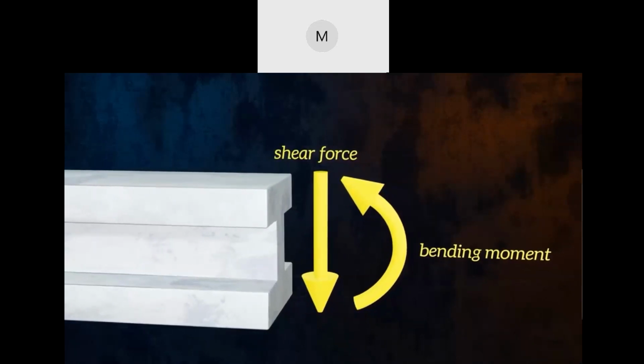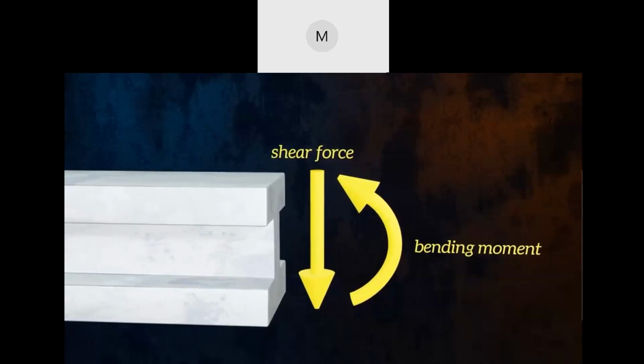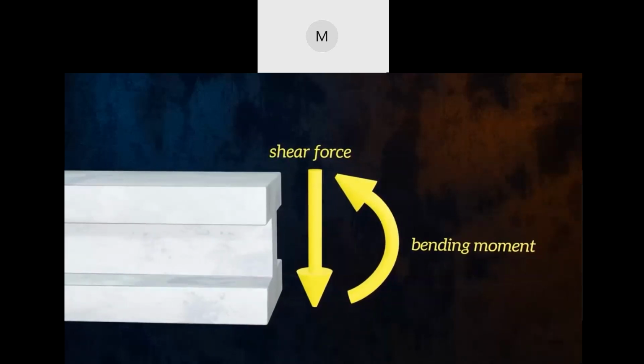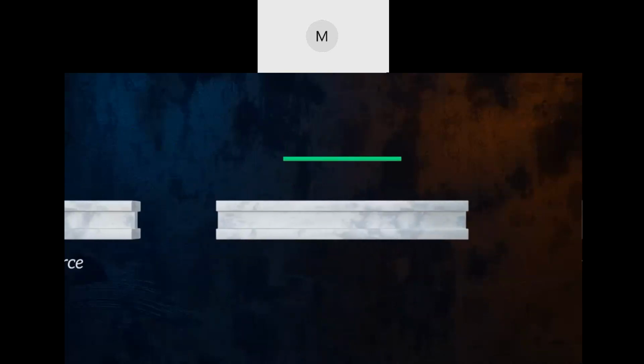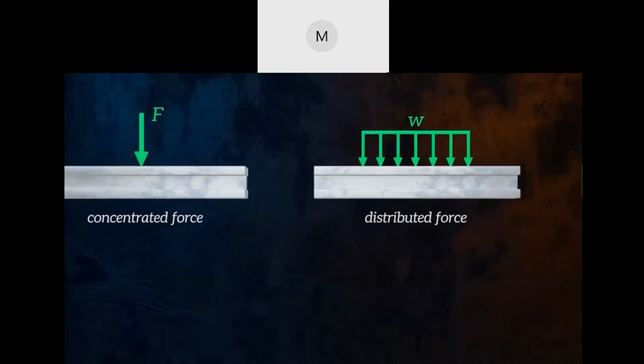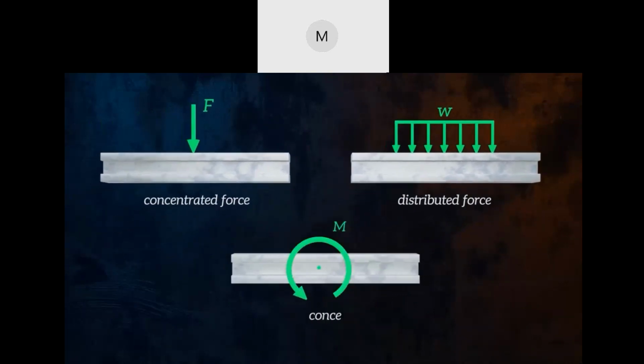Drawing the shear force and bending moment diagrams is just figuring out what these internal forces are at each location along the beam. These resultant shear forces and bending moments will depend on the loads acting on the beam and the way in which the beam is supported. Beams can be loaded in a number of ways, the most common being concentrated forces, distributed forces, and concentrated moments.